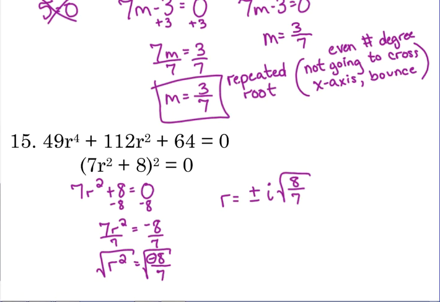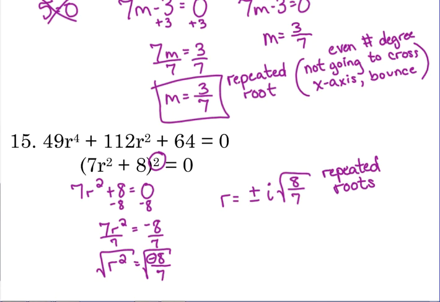So those are 2 solutions right there, because we have positive i square root of 8 over 7, and negative i square root of 8 over 7. And because this binomial was squared, they're both repeated. So these are repeated roots. Both of them are. So those are our 4 solutions: positive i square root of 8 over 7, negative i square root of 8 over 7. Both of those are repeated twice.